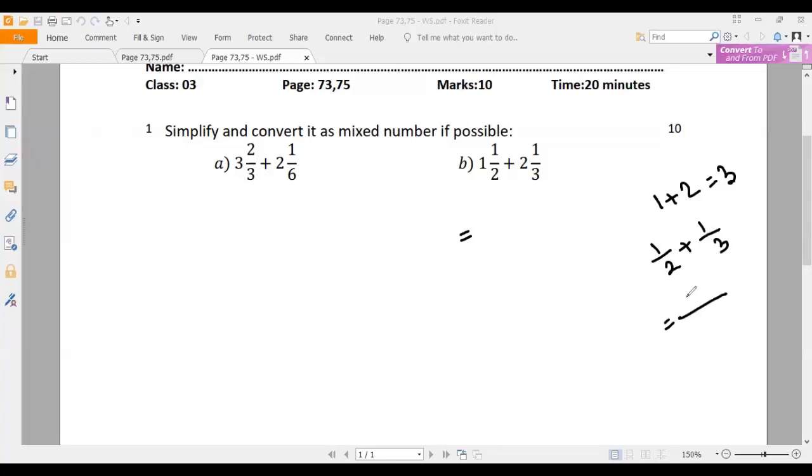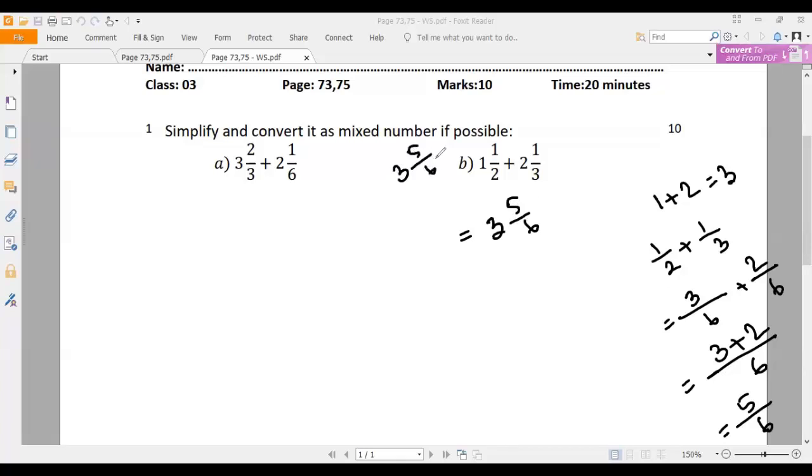So 1 multiplied by 3, 3; 2 threes are 6. 1 by 3 multiplied by 2: 1 multiplied by 2, 2; 3 twos are 6. So both fractions are like fractions right now. So 6 is the denominator. We have to add the numerators, 3 plus 2. So 3 plus 2, that is 5, 5 by 6. So our final answer should be 3 whole 5 by 6. So that is one way to solve it. Now I will show you another way to solve this problem.